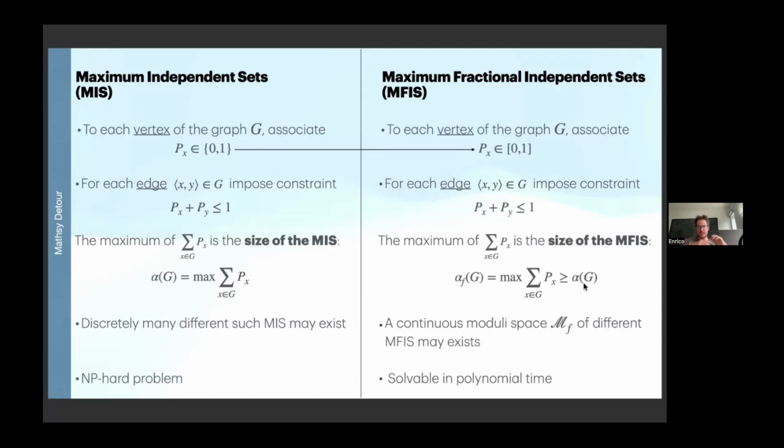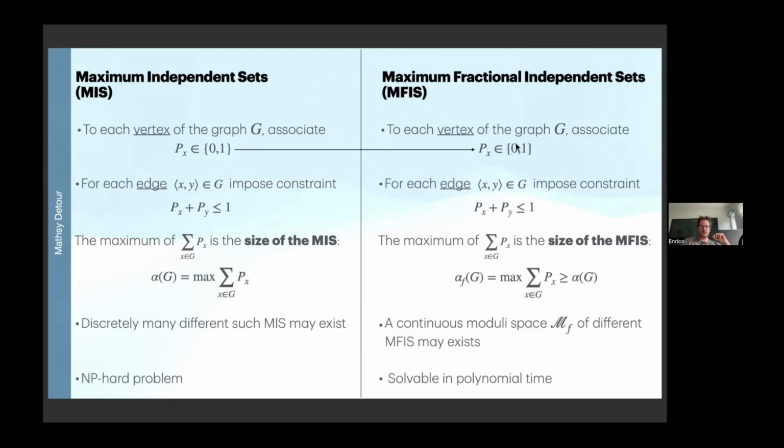And because here everything is convex and you can play a lot of tricks, you can actually compute this alpha f in polynomial time. So this alpha f, when you see in this talk f subscript, it means fractional. It means that I'm allowed to have half a person per site. And this fractional independent set size gives you an upper estimate on the alpha that you were not able to compute before in reasonable time.